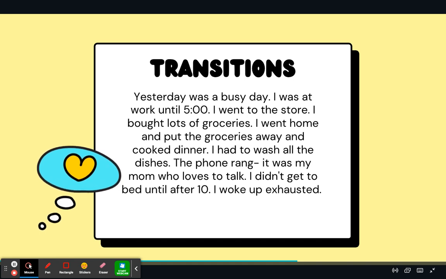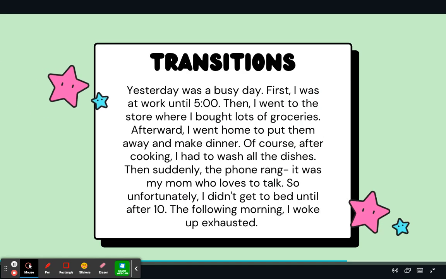So here you can see that all of the sentences have no transitions and it starts to sound really choppy and just makes it harder to read overall. But here's what it sounds like when we add transitions.